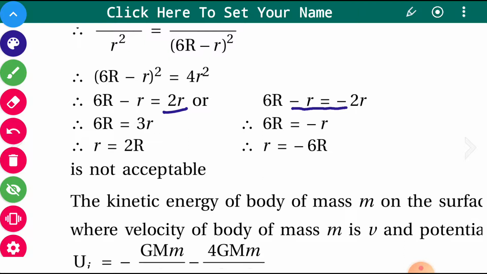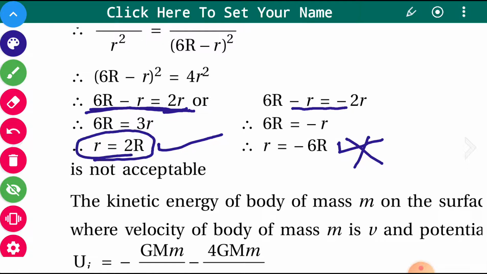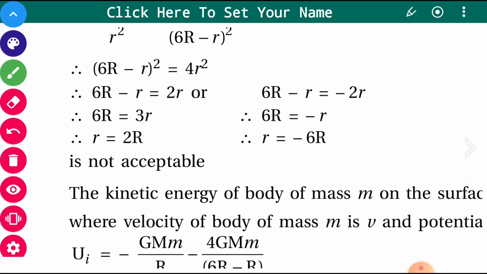Now by using the first possibility you find the value of small r, and that is found to be 2r, and by using the second possibility you will have the value that is equal to minus 6r, which is not possible, not acceptable. So this is the distance, that is 2r, where the force becomes 0.